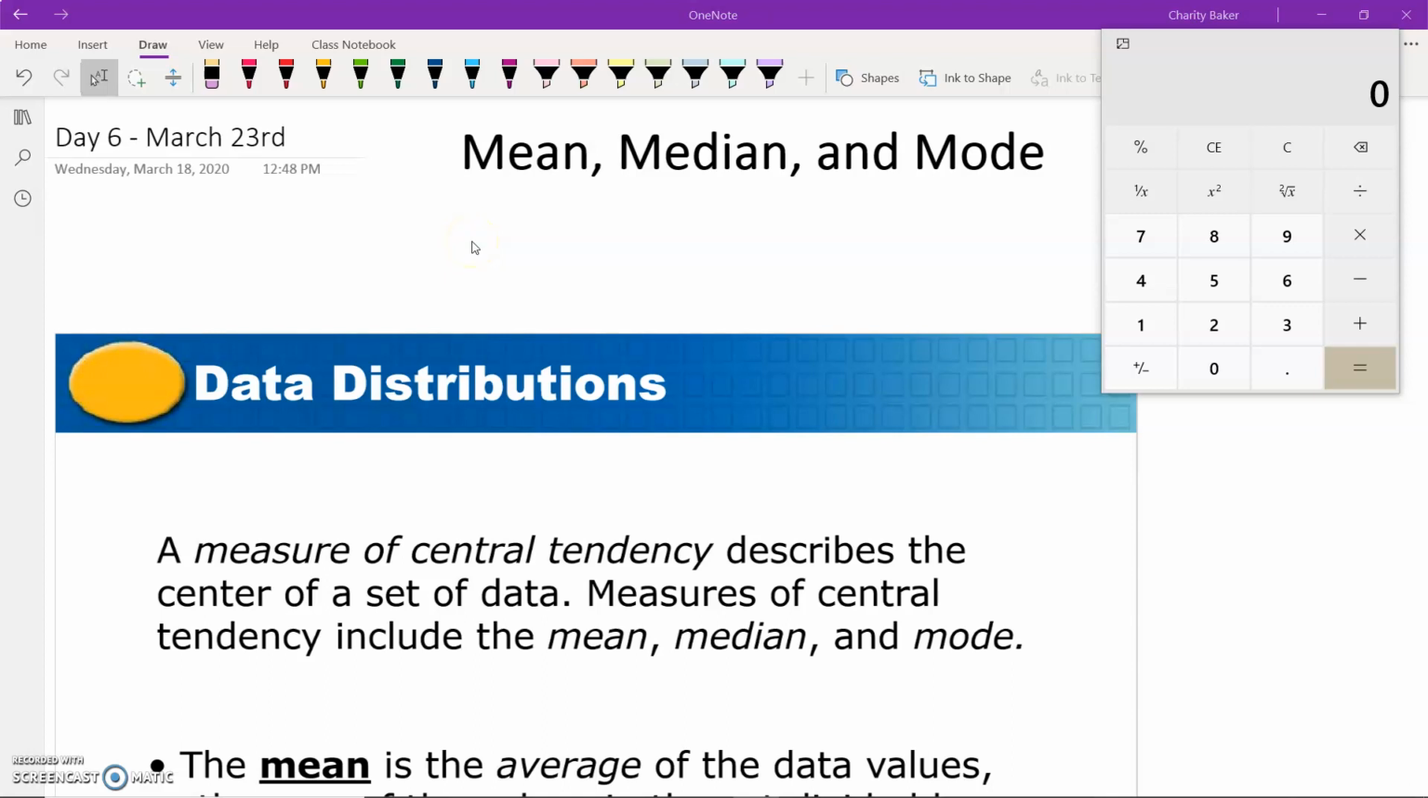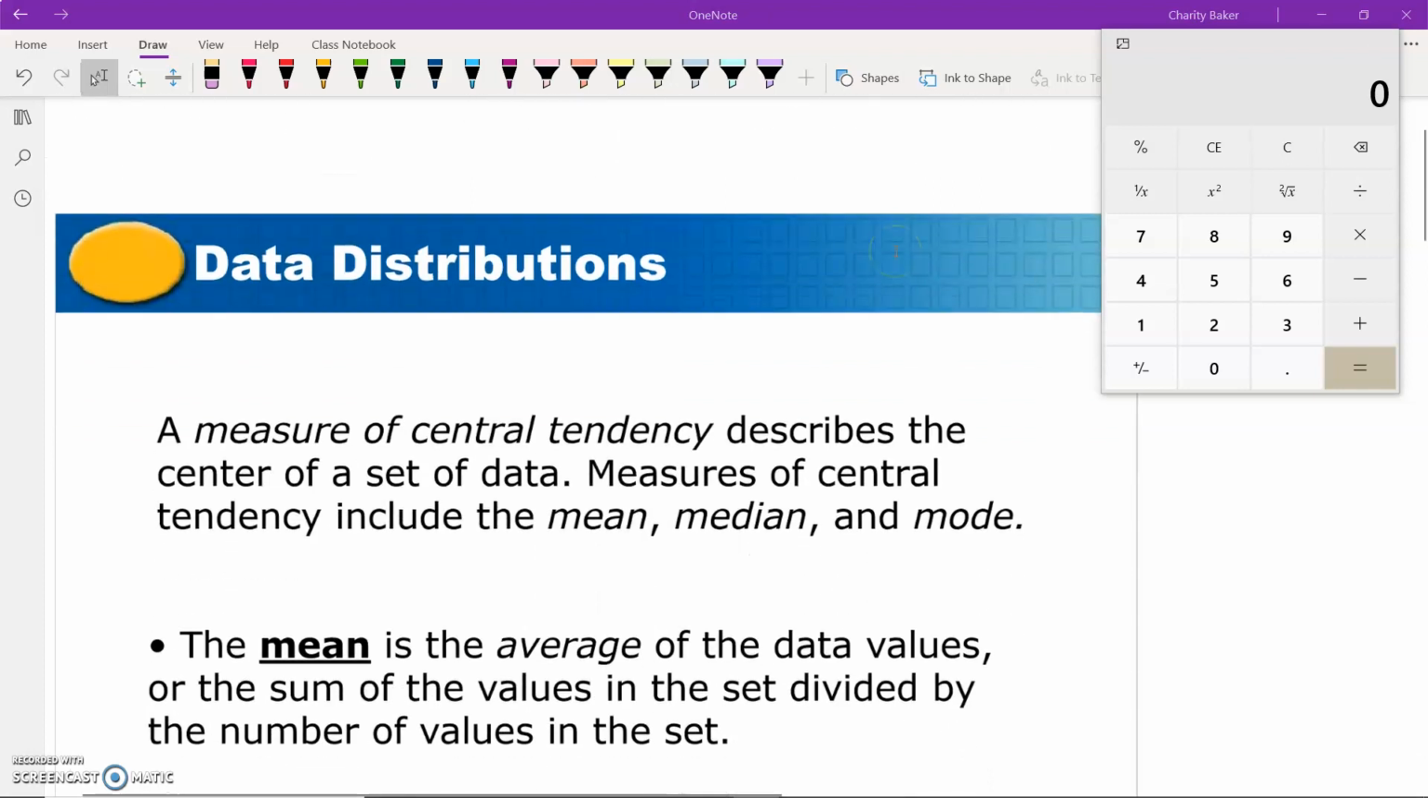Hey guys, welcome to day 6, March the 23rd. Today we're going to talk about mean, median, and mode. And I've got my calculator up over here, and you're going to want one too for these exercises. So let's talk about some definitions.